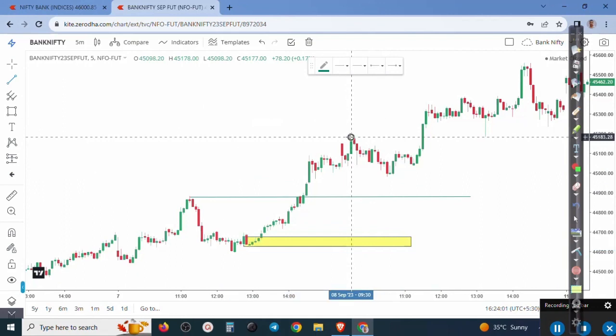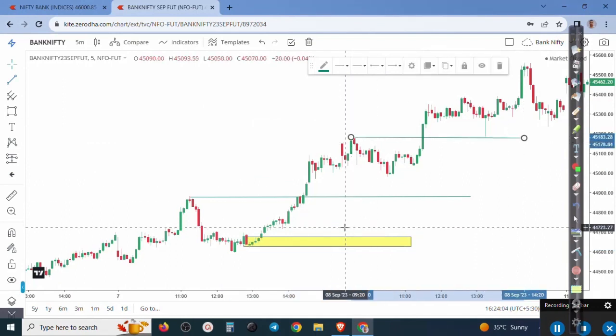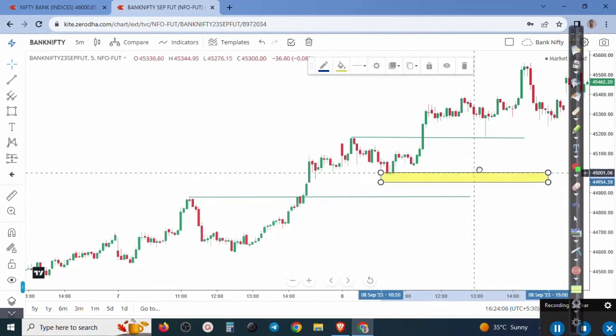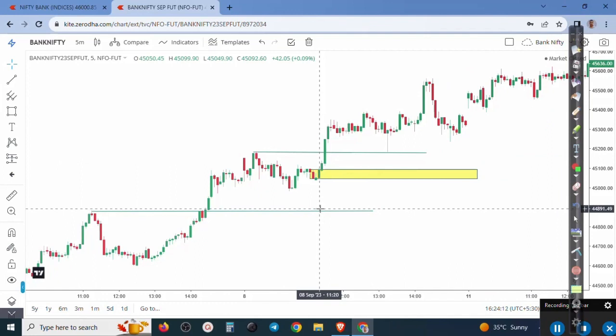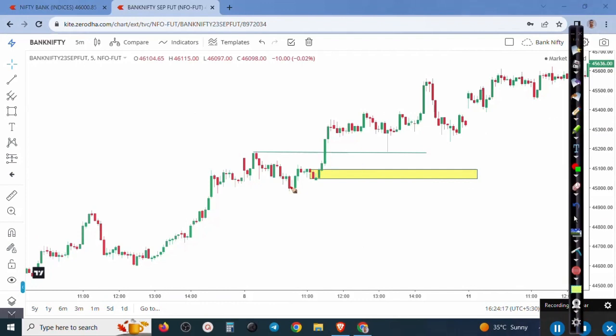Suppose you miss that opportunity; next, here is another example. This is the breakout of structure, and here is the demand zone. Let me remove this one. Price goes up, pulls back, goes up, pulls back near the breakout of structure. In that case, they form a pin bar and the perfect entry point here, and after that you can see price goes up from this area.